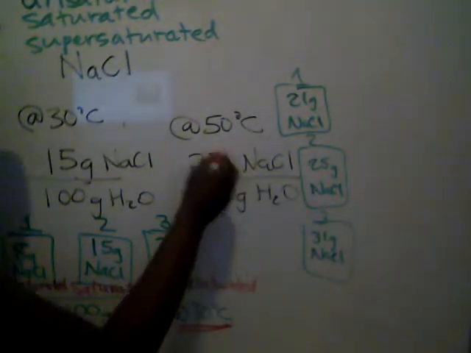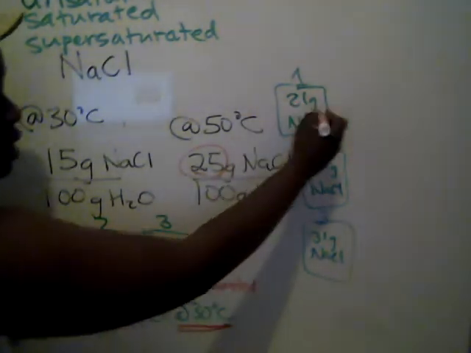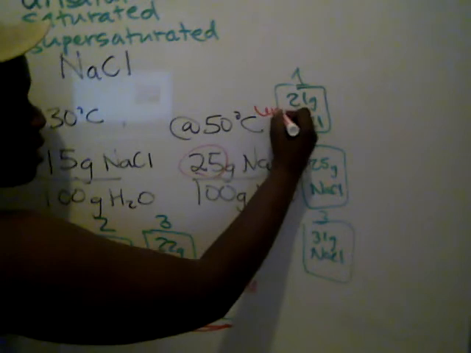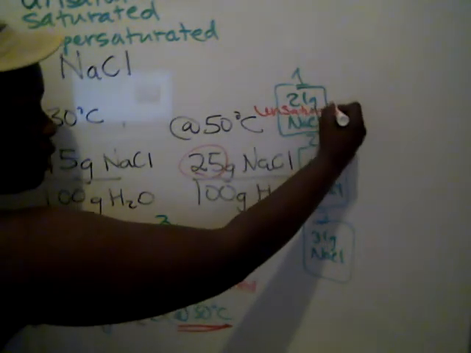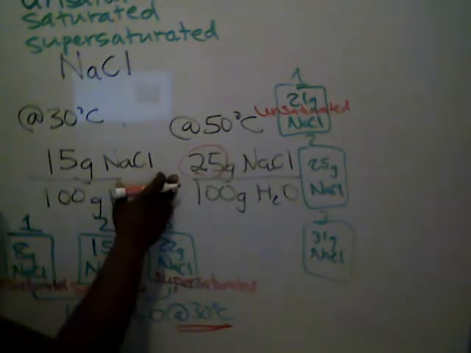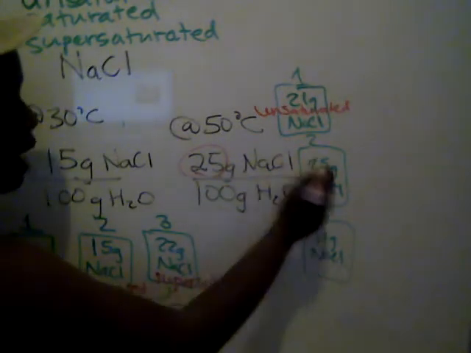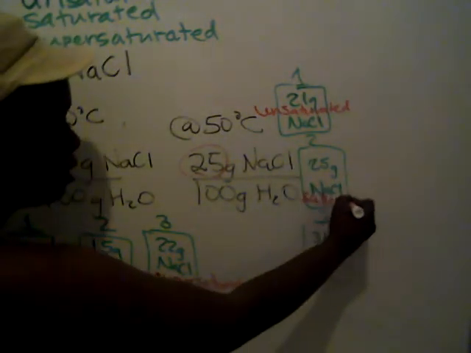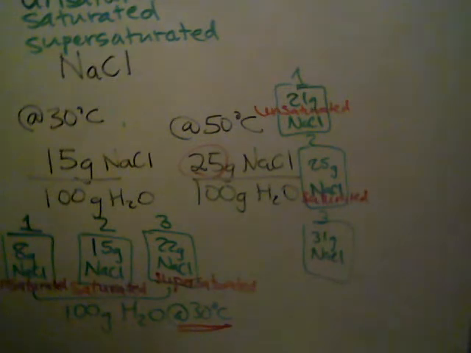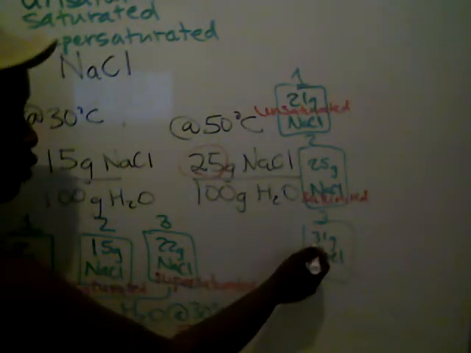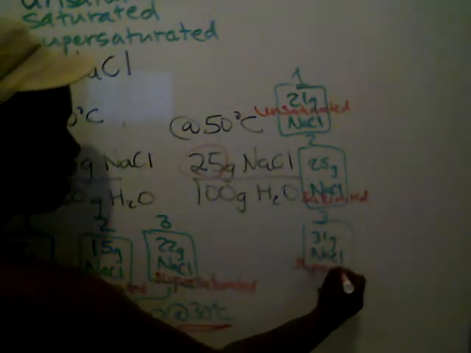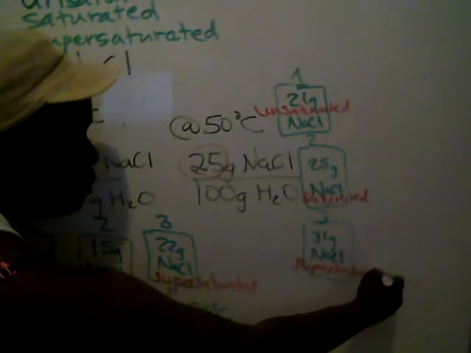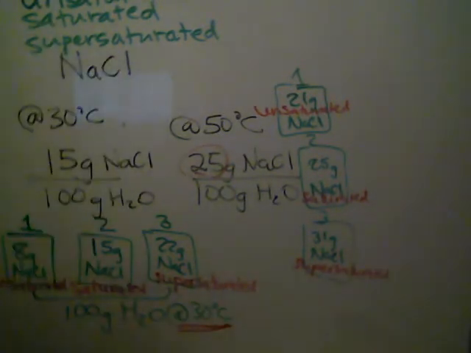Now, if we could have added 25 and we only added 21, this is considered to be unsaturated. We didn't add as much as we could. If we added 25, this is considered to be saturated. And if we added 31, this is supersaturated. We added more than we were supposed to. We added more than what the solubility curve said that it could take.